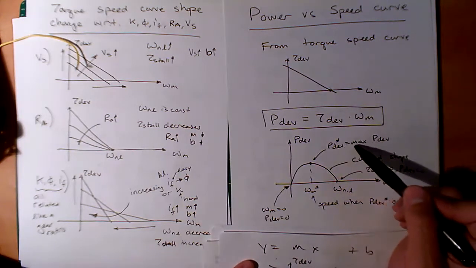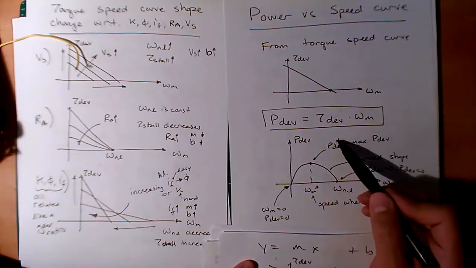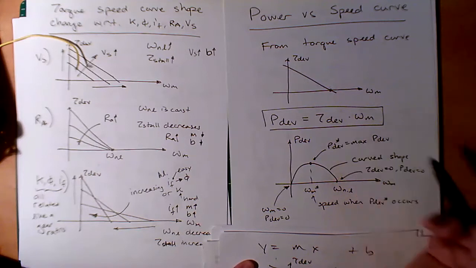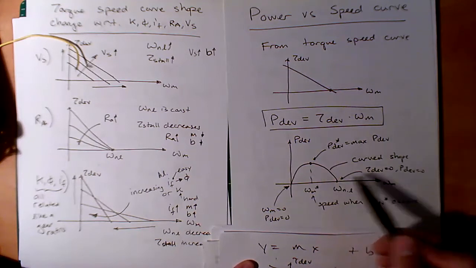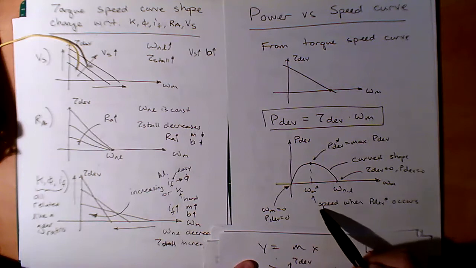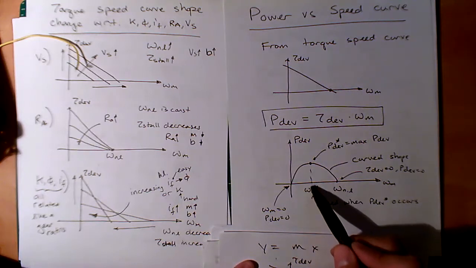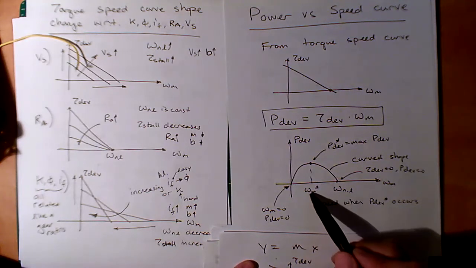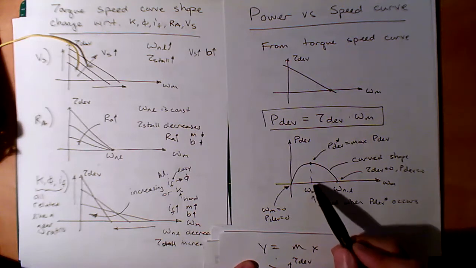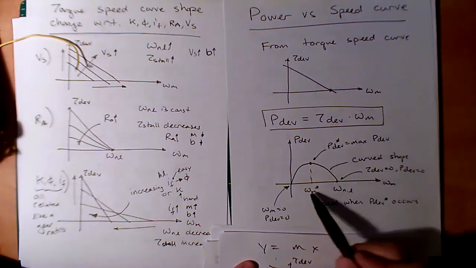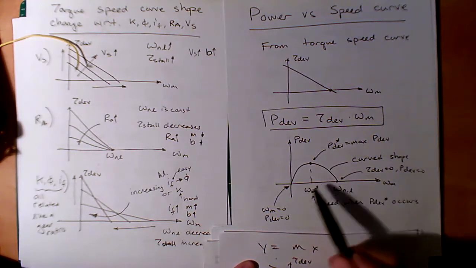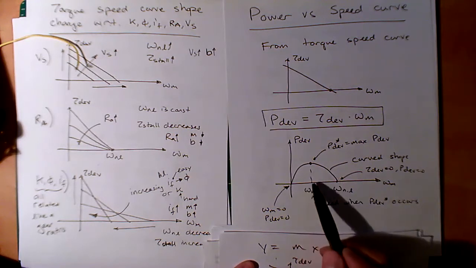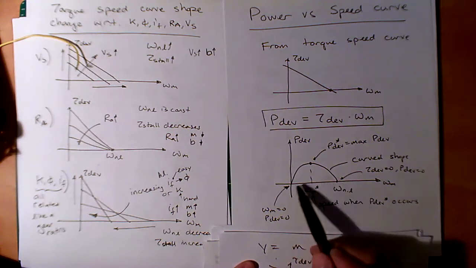Here's the notation. The max power developed is going to be denoted by a little asterisk. It's a curved, parabolic shape. And this here is your optimal speed that gives you the optimal power, right? Notice I have an omega m star, and notice it's half. We'll remember that it's half of the no load speed, and we'll see if we can prove that later.